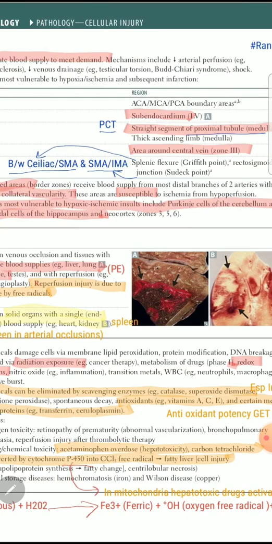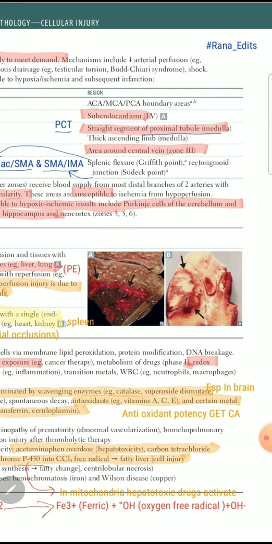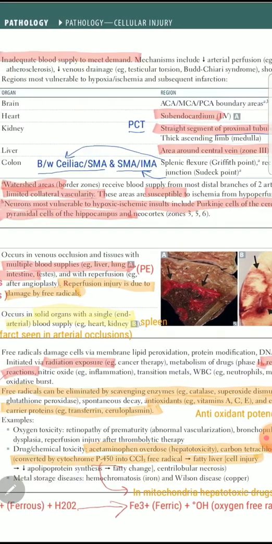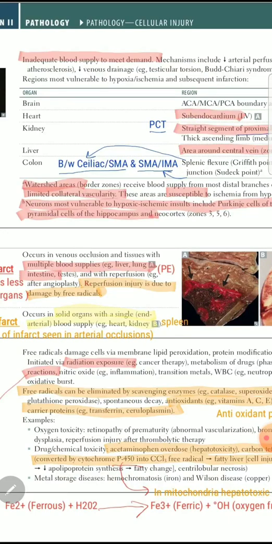So if there is damage to celiac or SMA, or obstruction in there, there are more chances of infarction in the splenic flexure, because celiac reaches till the splenic flexure, and beyond the splenic flexure is SMA, and then SMA goes till the rectosigmoid junction, and the inferior mesenteric artery takes supply beyond that. It will be cleared in GIT as well, but here it is important that these two junctions are watershed areas. Between celiac and SMA, it is the splenic flexure. Between SMA and IMA, or inferior mesenteric, it is the rectosigmoid junction, watershed areas susceptible to ischemia.